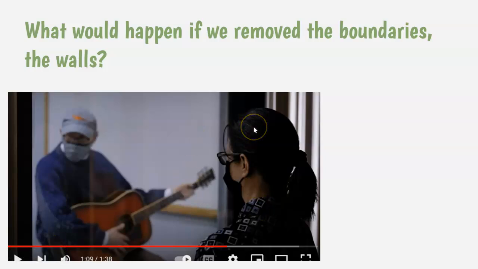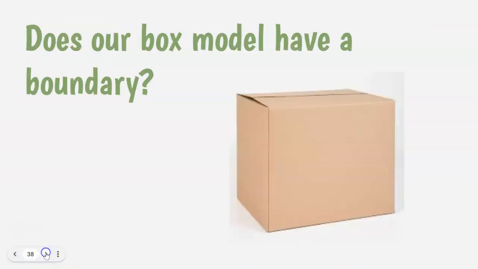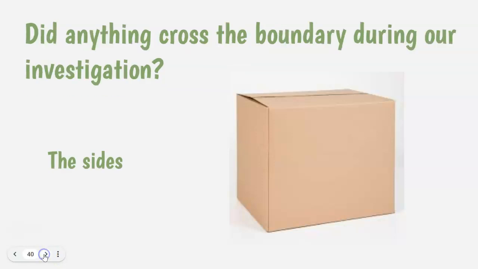What would happen, do you think, if we removed the wall? That's a good question. Would the phenomena still be there? I don't know. That would be something to investigate and wonder about, I think. Did our box model have a boundary? It sure did. It had the sides. The sides were the boundary in our box model.